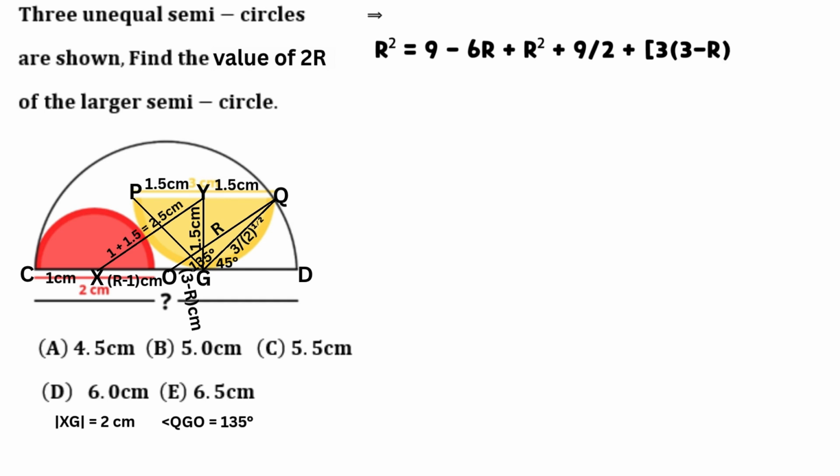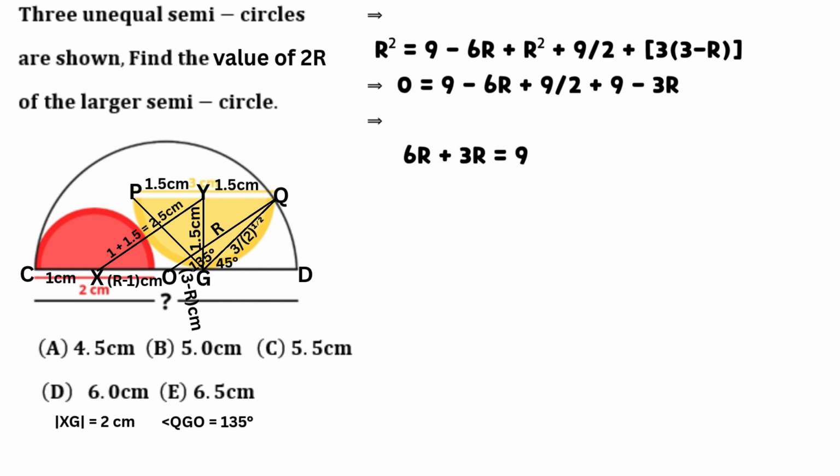Cancel equal but opposite sign terms and simplify. We have that 0 equals 9 minus 6 times r plus half of 9 plus 9 minus 3 times r. Combine like terms and simplify further. So that 9 times r equals 45 divided by 2.